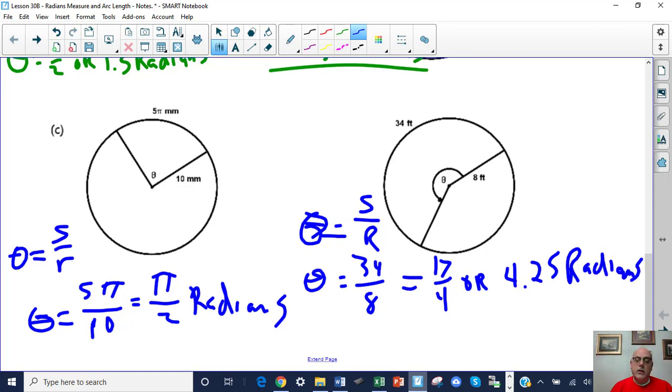Okay, so this is the lesson for radian measure and arc length. This lesson was brought directly to you from my dining room table.